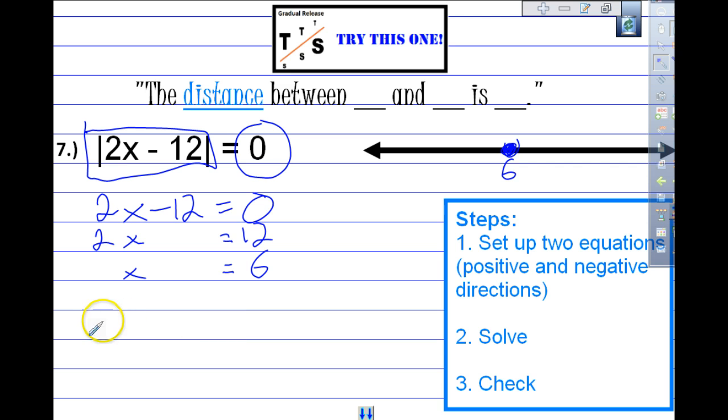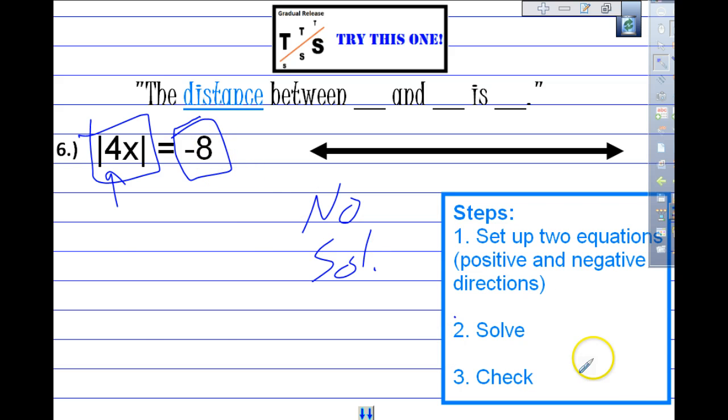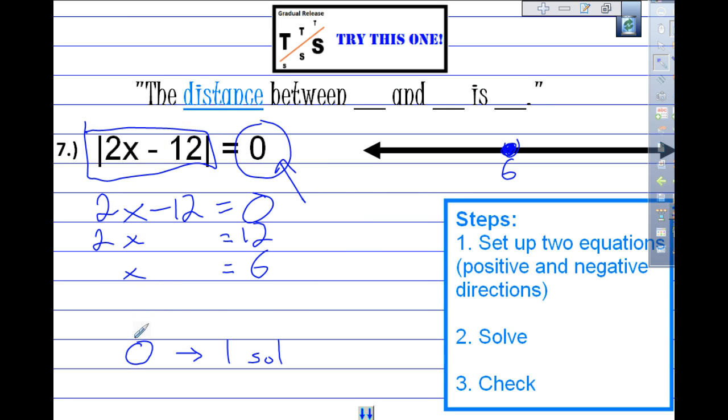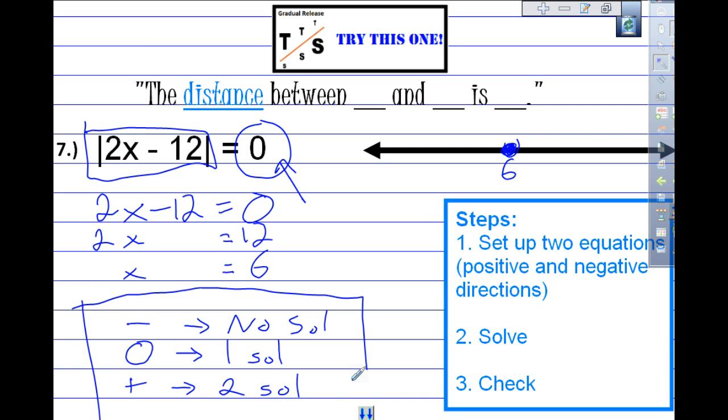So there's a pattern here: if the distance is 0, that leads to one solution. And we saw before, if the distance is negative, there is no solution. And if the distance is positive, we have 2 solutions, one to the left, one to the right. And this relationship exists not only with absolute value but with a lot of other graphs, and we'll see it again. But it's very, very common. Just know that there's different possibilities.